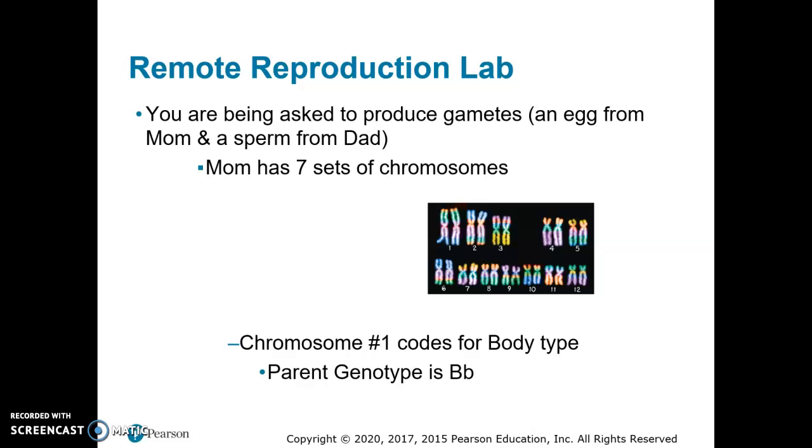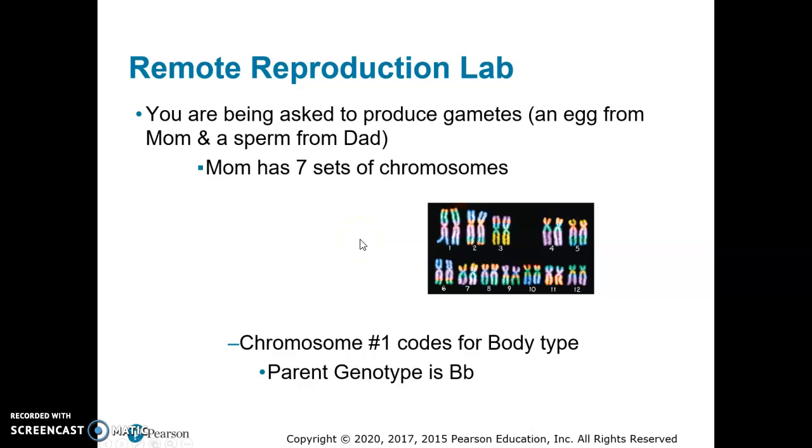So you are being asked to produce gametes. You're going to produce an egg from the mom and a sperm cell from the dad. So mom has 7 sets of chromosomes. I know my picture's got more than 7, but I just had to cut and paste from our textbook. So chromosome 1 from mom, remember it's already replicated itself, so it's sister chromatids, and the number 1 from dad, number 2 from mom, number 2 from dad.